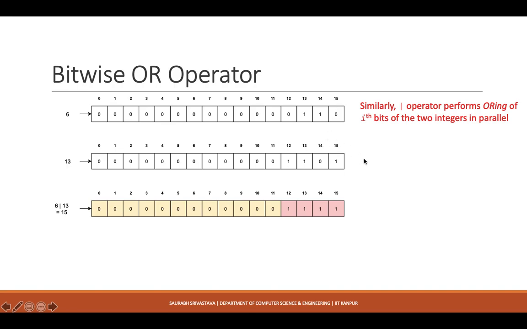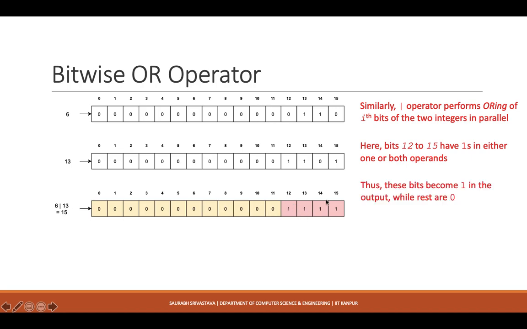Similarly, if you do an ORing of these two integers bitwise, through a bitwise OR, the bits 12 to 15 actually become 1. Why? Because either of the two bits is 1. Wherever you can see that both bits are 0, the output is 0. But here, even if one of the bits is 1, the output is 1. And again, when you try to interpret this as an integer, it becomes 15, 1111 in 4 bits.